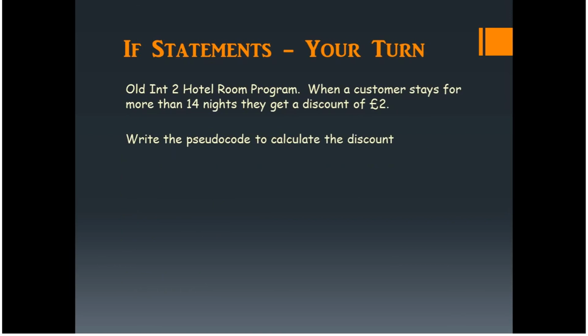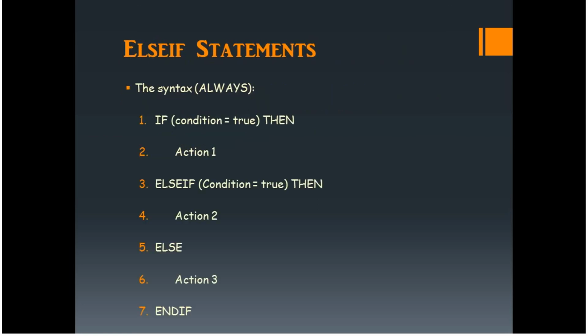Here's another one. An Old Inn 2 hotel room programme. When a customer stays for more than 14 nights, they get a discount of £2. Write the pseudocode to calculate the discount. Dead simple. So they must have a discount. It's either 2 or it's no 2. It's nothing. So what would it be? If, then, else, end if. That's the syntax you're using.